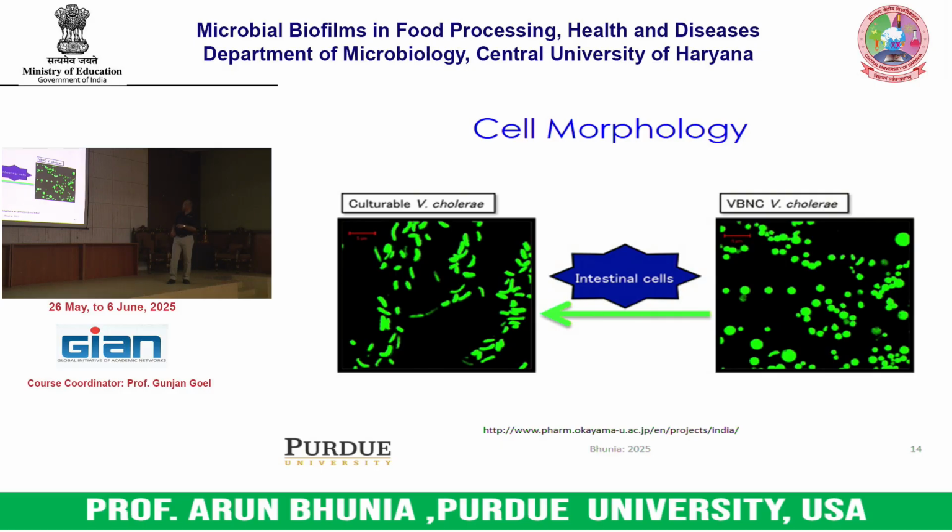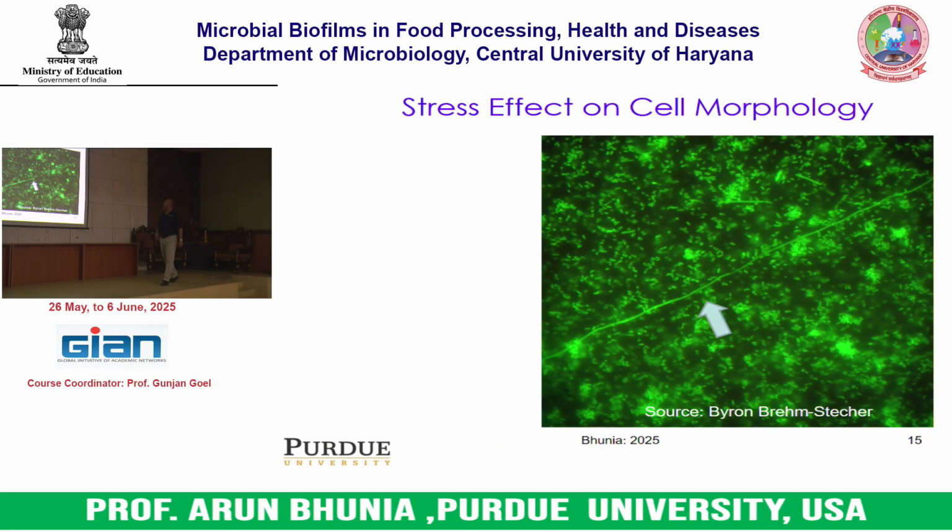This is the majority population. Then this becomes rod-shaped cells, and you can reverse that. You can induce the VBNC state, and then rod-shaped cells become round circular cells. Okay, so those sort of things you can manipulate. Okay, what about this?